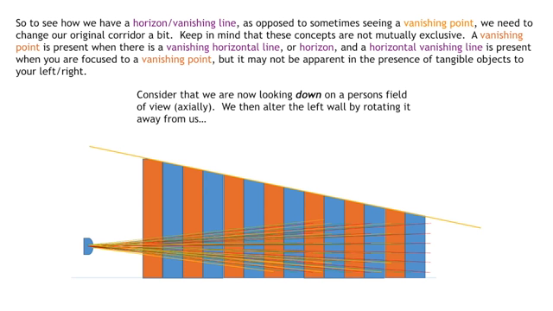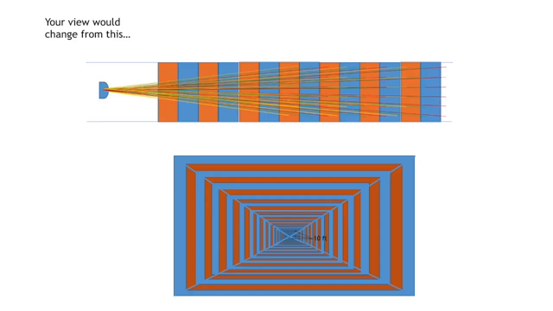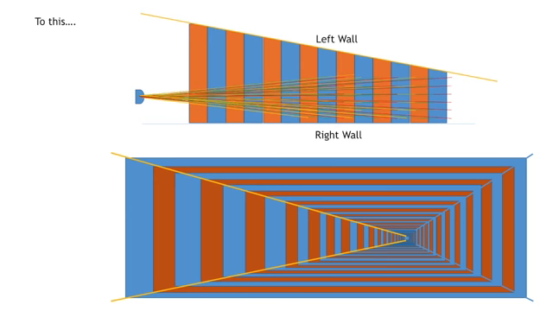So consider that we are now looking down on a person's field of view axially. We then alter the left wall by rotating it out and away from us. Your view essentially would change from this, which is our side-on view and our one-point perspective view. So again, how we see that top figure is interpreted on the bottom, to this, where we rotate our left wall out a little bit, and your perspective would then change to something like this, which is on the bottom.